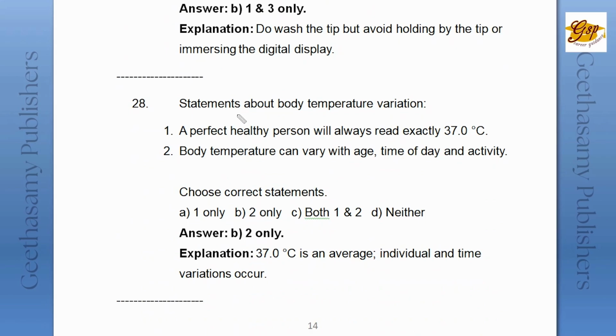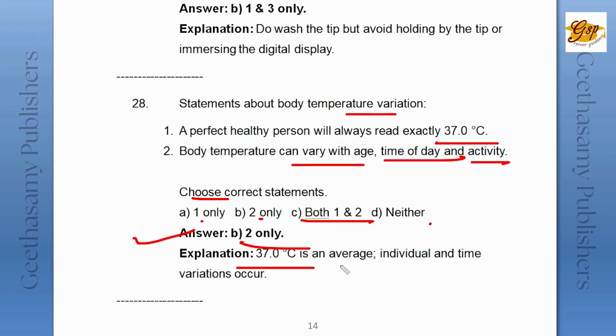28th question, statements about body temperature variation. One, a perfectly healthy body will read 30 degrees centigrade. Two, body temperature can vary by age, time of the day and activity. Choose the correct one: 1 only, 2 only, both, or neither. The correct answer is 2 only. So 37 degrees centigrade is the average, and for individuals it can vary from time to time. Fine.